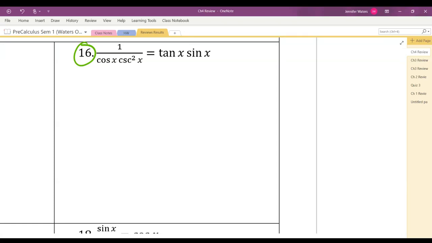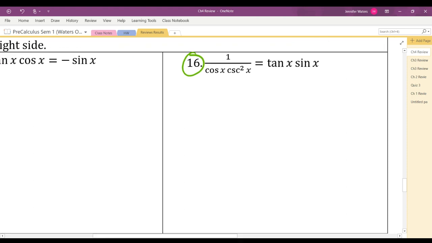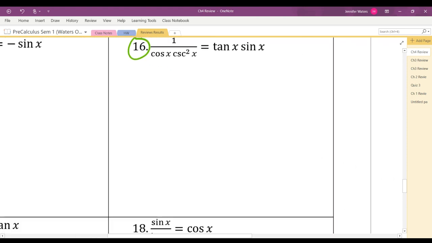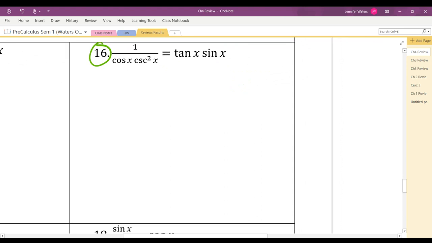This is the Chapter 4 Pre-Calculus Test Review, and we're on number 16. For number 16, the goal is to simplify or verify that the left side equals the right side. So our goal is to manipulate the left side and see if we can make it equal the right.